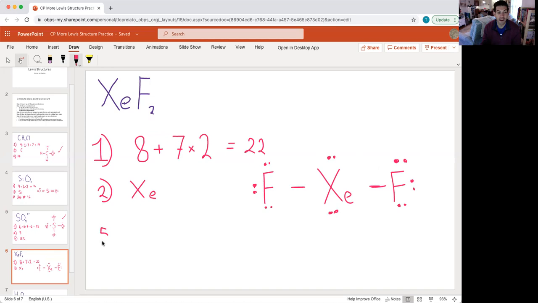All right, step 5. Let's count up our valence electrons. So we get 1, 2, 3, 4, 5, 6, 7, 8, 9, 10, 11, 12, 13, 14, 15, 16, 17, 18, 19, 20. All right, so when we count it up, we have 20. We don't have enough. So this is the expanded octet. We have 2 valence electrons left over. What are we going to do? We're just going to stick them on the central atom. This would be an expanded octet. Now we have 22.